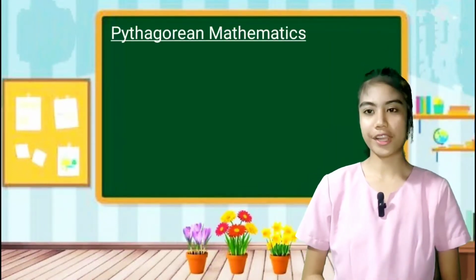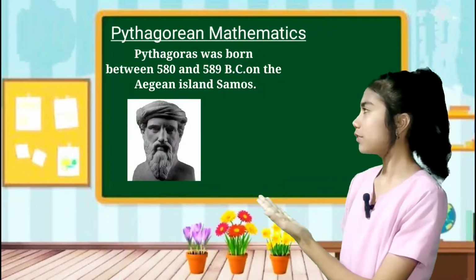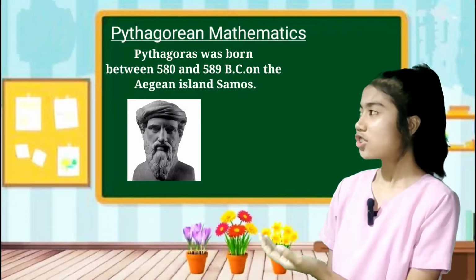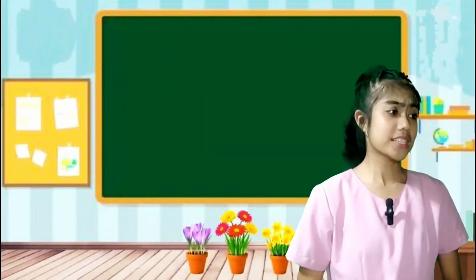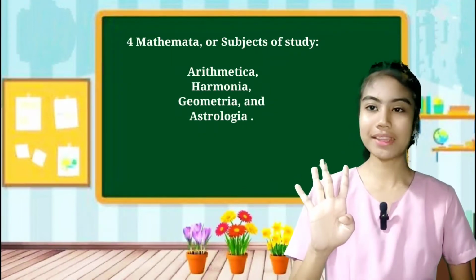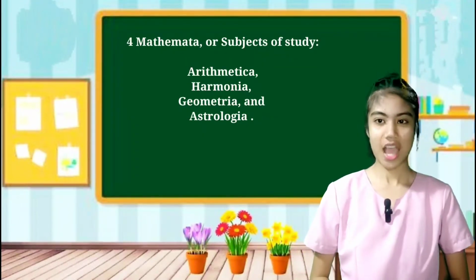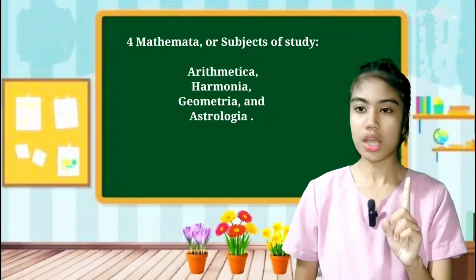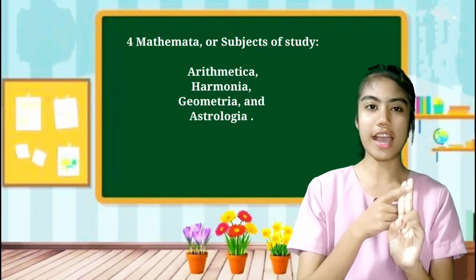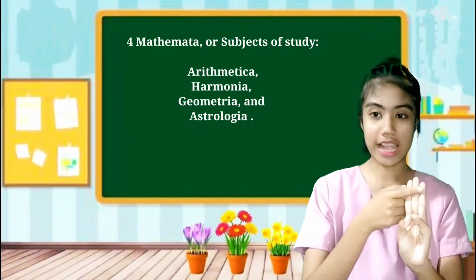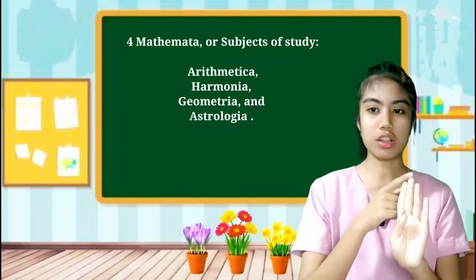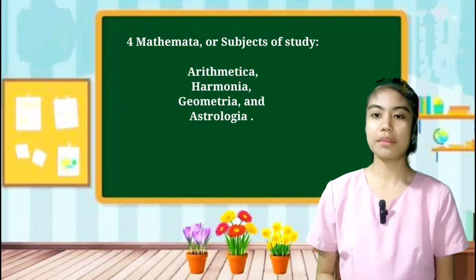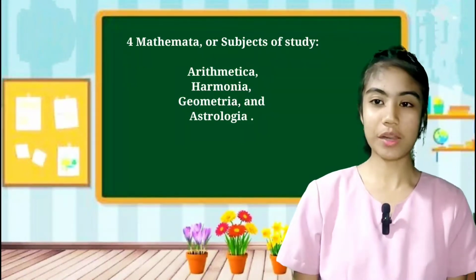So let's move on to Pythagorean mathematics. Pythagoras was born between 580 and 589 BC on the Aegean island of Samos. Pupils concentrated on 4 mathemata or subjects of study: arithmetica, arithmetic in the sense of number theory as opposed to calculation; harmonia, music; geometria, geometry; and astrologia, astronomy. This fourfold division of knowledge became known in the Middle Ages as the quadrivium.